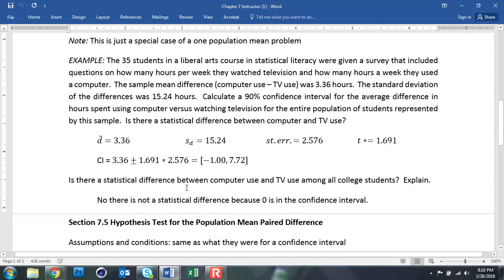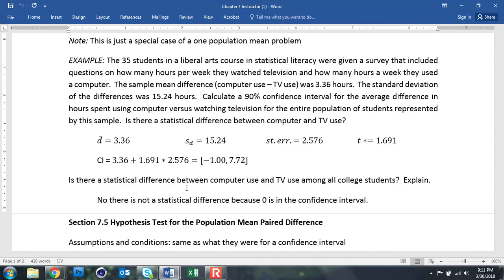So the example we'll use here: 35 students in a liberal arts course in statistical literacy. Man, that sounds like a fantastic class. They were given a survey that included questions on how many hours per week they watched television and how many hours a week they used a computer. If you're watching Netflix on a computer, I don't know how you're supposed to answer that question, but this was probably done before Netflix. The sample mean difference, computer use minus TV use, was 3.36 hours.